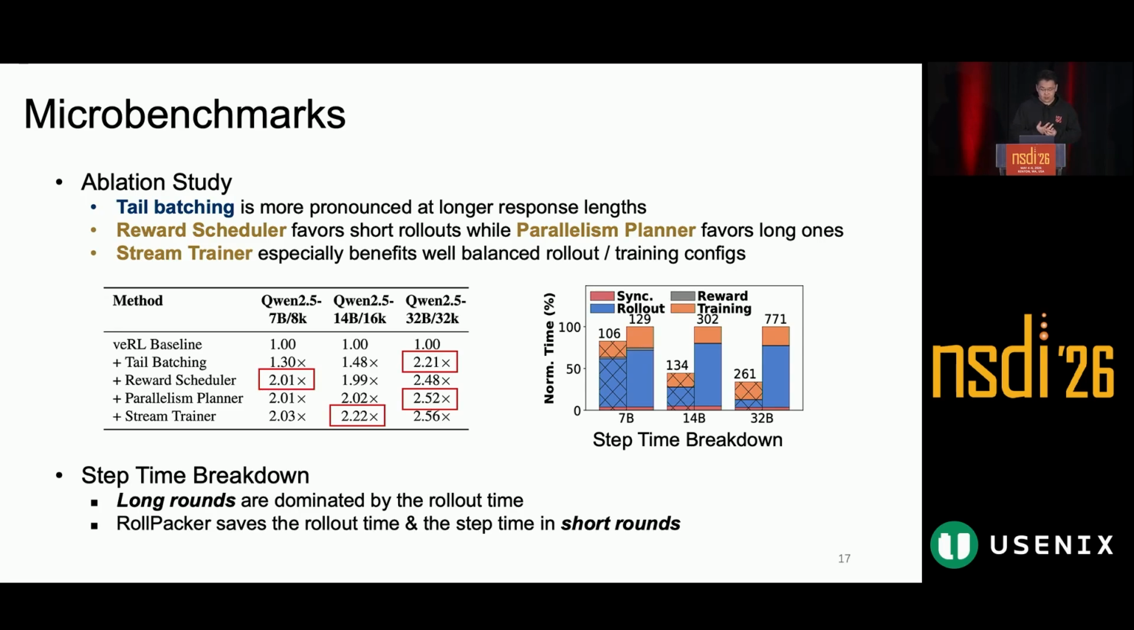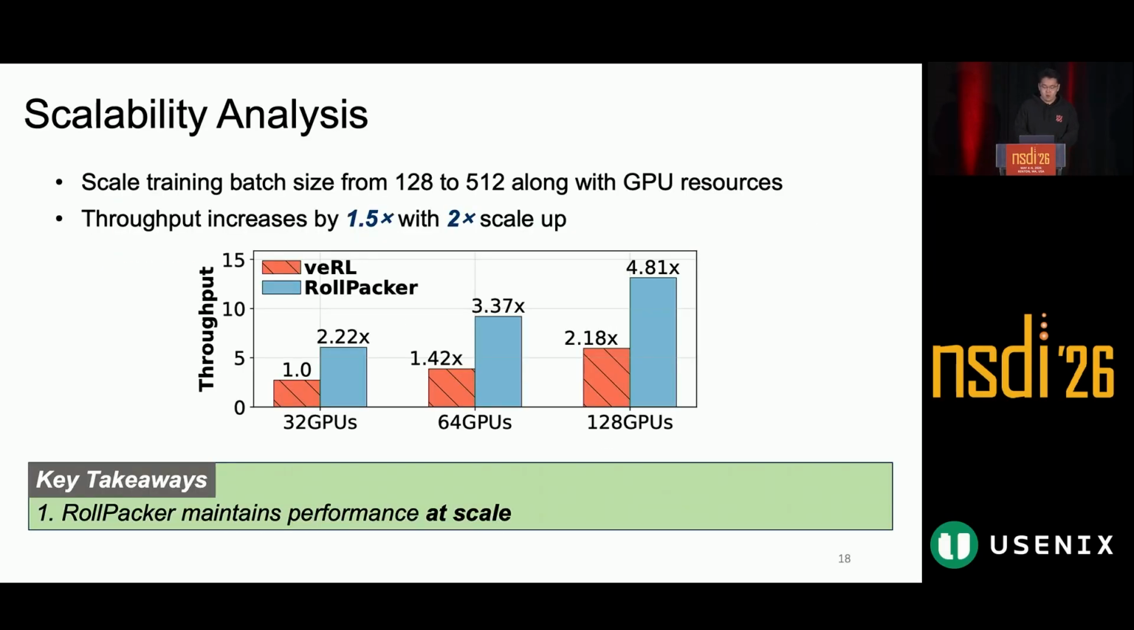For the step breakdown across model sizes, we can see that long rounds are still dominated by the rollout stage. But the gain of RollPacker comes from the more frequent and faster short rounds, which significantly reduce the overall average step time. Finally, scalability. We scale the batch size from 128 to 512, along with GPU resources. We compare with the veRL baseline, and we can see that RollPacker consistently outperforms veRL at each scale, indicating that RollPacker maintains performance at scale.